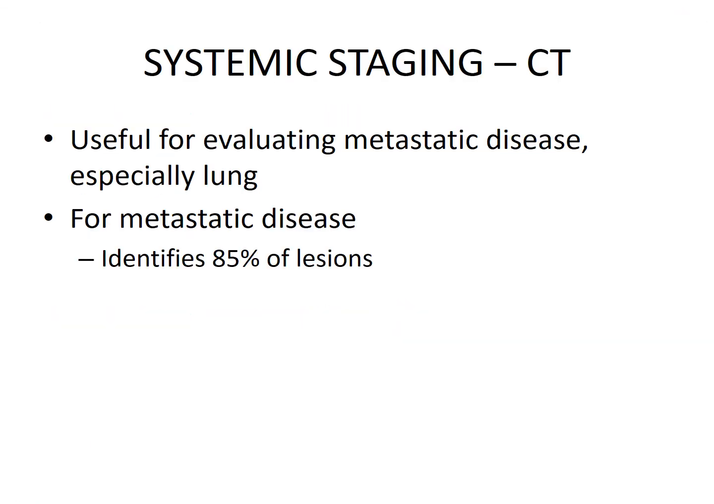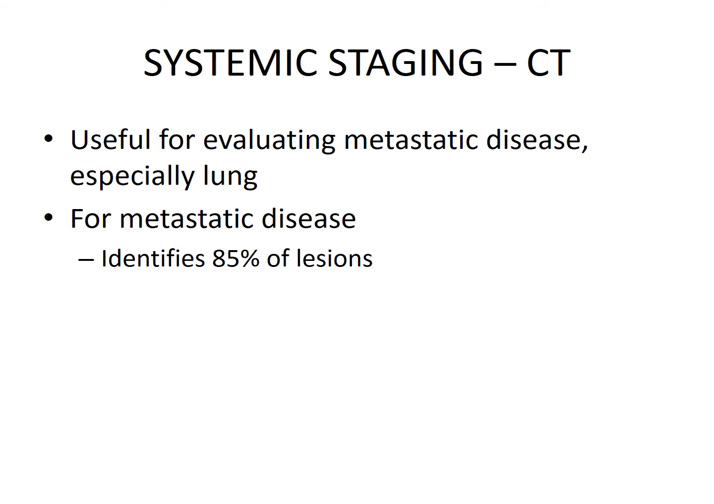Systemic staging with a CT scan. For metastatic disease, you want to use a CT chest, abdomen, and pelvis to look for all those parenchymal organs of origin. For metastatic disease, combining a good history and physical and a CT chest, abdomen, pelvis can identify the lesion of origin 85% of the time or greater.